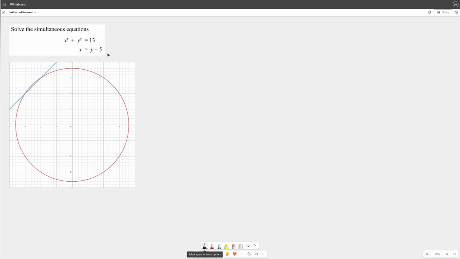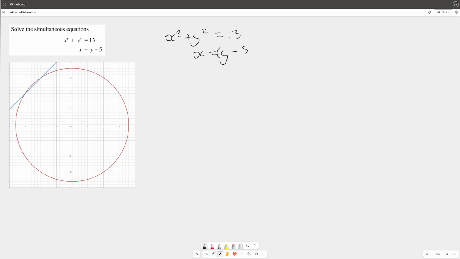And if you studied normal simultaneous equations, this is going to be very similar. It's just going to be a different kind of substitution. You can use elimination here, but I think that substitution is easier because generally your two simultaneous equations will contain one equation which can be very easily substituted into your first equation. So we're going to start here with x squared plus y squared equals 13 and x equals y minus 5.